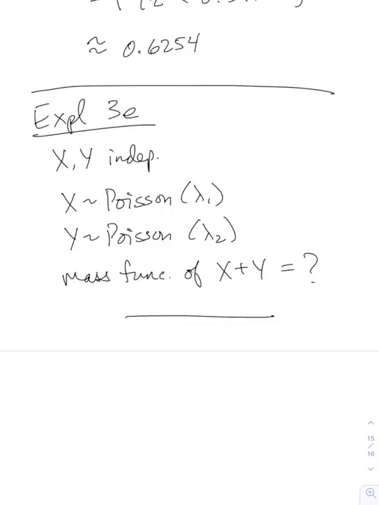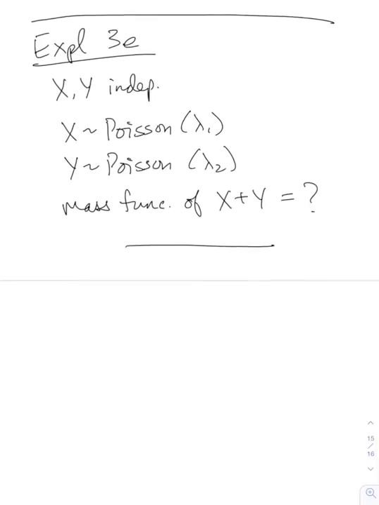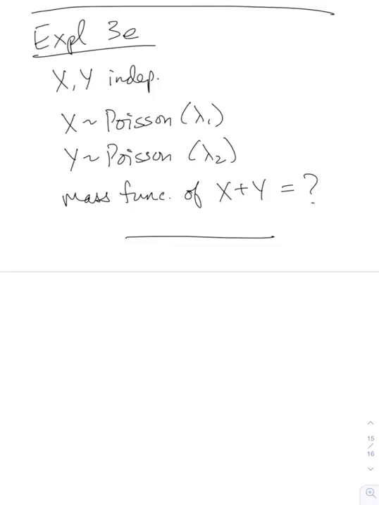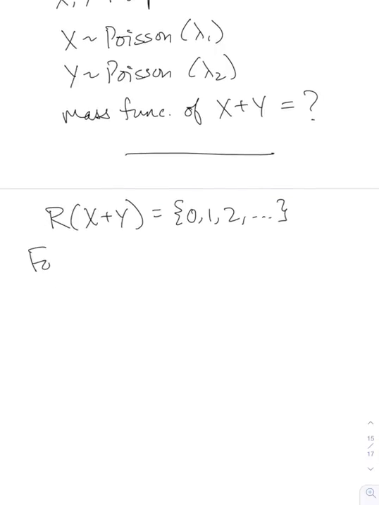All right, so x is Poisson, so it can be any non-negative integer. That's its range, the non-negative integers. Y is Poisson, its range is also the non-negative integers. And so the sum can be any non-negative integer. So let's write that the range of x plus y is the set of non-negative integers. Another notation for this is N union 0.